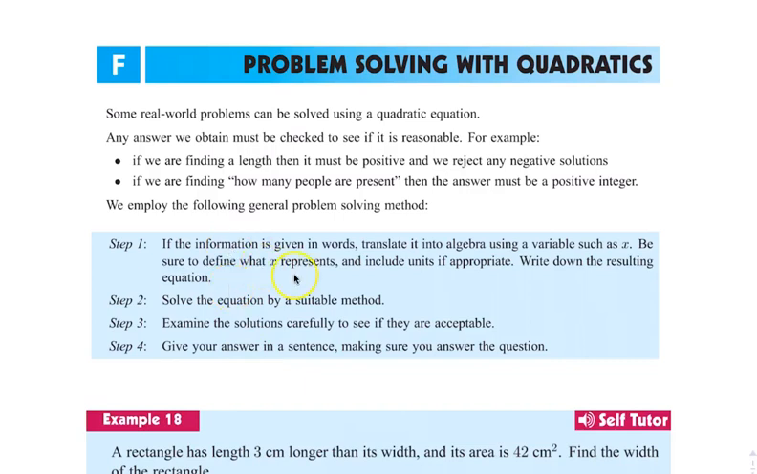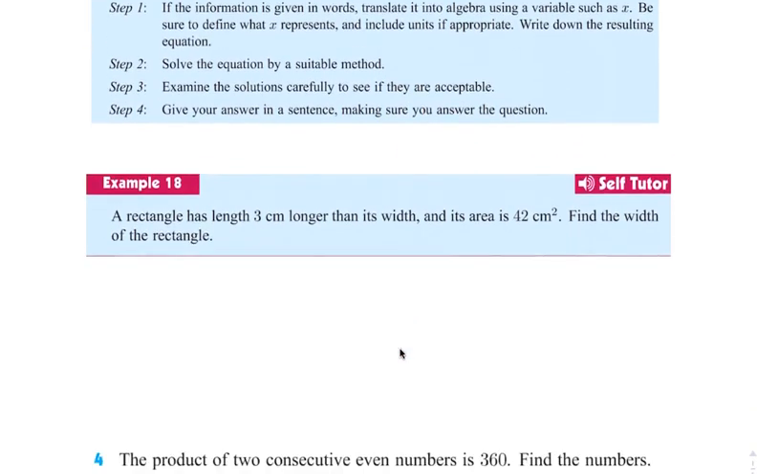When we solve problems, we generally follow this method. We read the question and translate it into algebra, using variables like x, and make equations. We solve the equation using any method possible. Since we're doing quadratics, that means factoring, completing the square, or the quadratic formula. Examine the solutions carefully to see if they're acceptable. Make sure they're not a decimal if we're talking about people. And then give your answers in a sentence. That's the general rule. So let's do an example real quick.